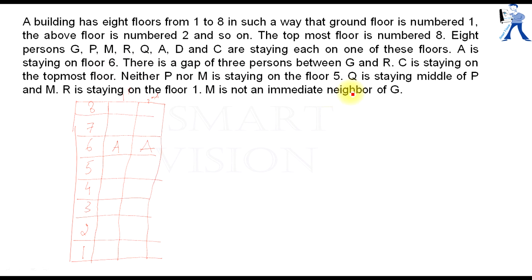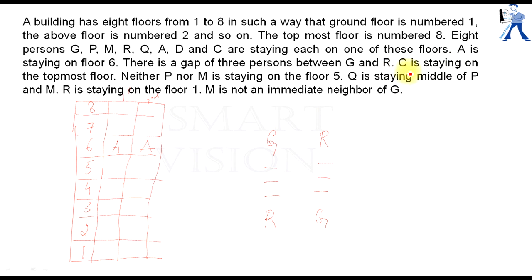There is a gap of 3 persons between G and R. See, after seeing this gap, here they have not given G and R from top or bottom, so there is a possibility of G, 3 persons in between, then R, or it may be R, 3 persons in between, then G. They have not told who will come on the top floor and who on the lower floor. So these are the two possibilities. You just write it on the right side of your paper. This hint is not complete, we will use it afterwards by seeing other hints.